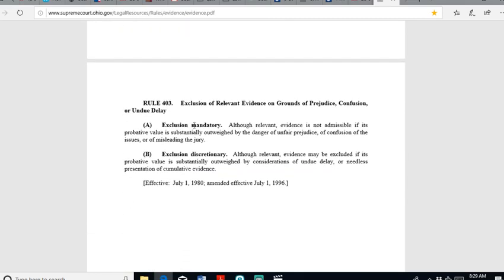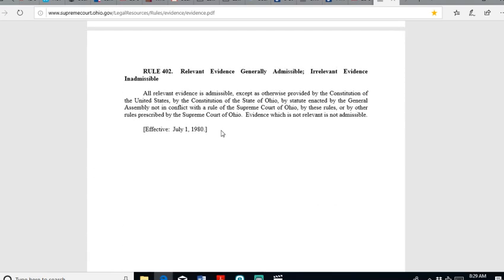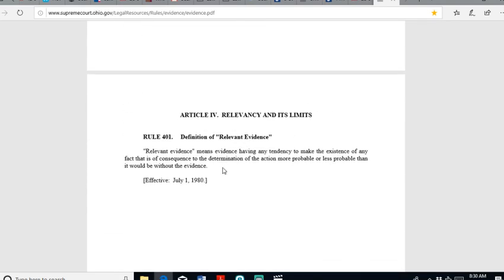Relevant evidence definition. Let's go to relevant evidence. Generally admissible. All relevant evidence is admissible except as otherwise provided by the Constitution of the United States, by the Constitution of the state, by a statute, by the General Assembly, not in conflict with the Supreme Court, by these rules, or by other rules by the Supreme Court. Evidence which is not relevant is not admissible. So what I want you to understand, you're talking about private rights with private property.